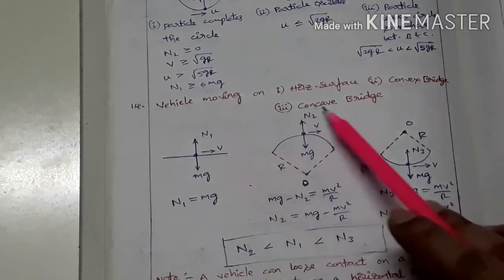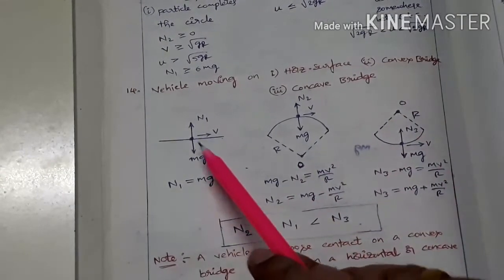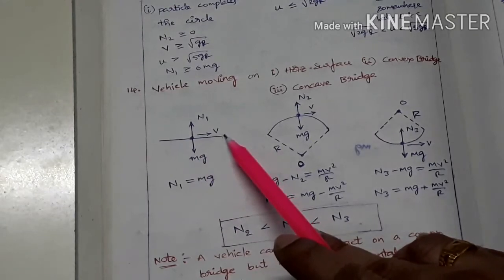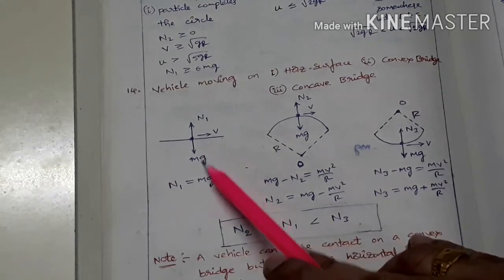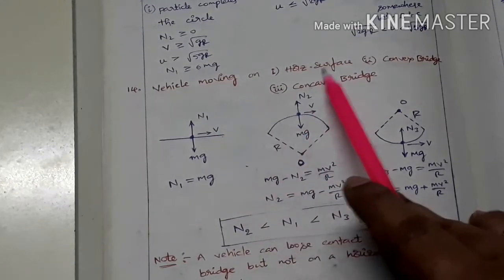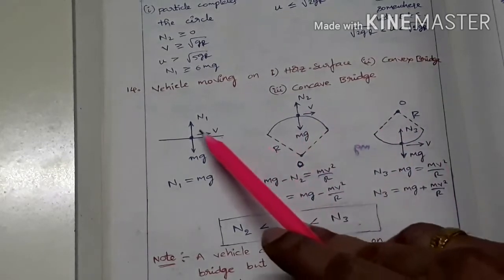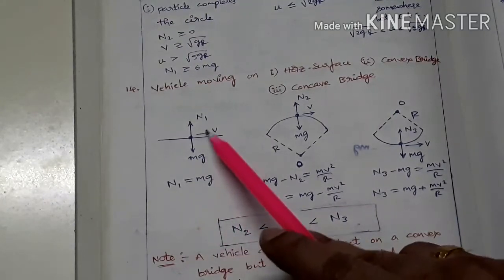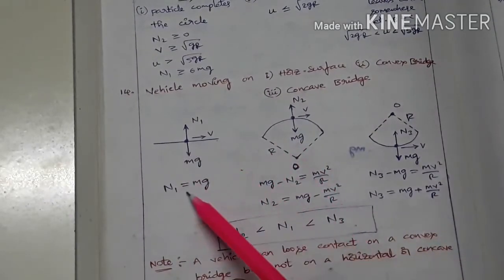A vehicle moving on a horizontal surface, convex bridge and concave bridge. So see here, this is a horizontal road. A vehicle of mass m is moving rightwards with a constant velocity v. So what are the forces acting? mg is acting downwards, and normal reaction N1 is acting upwards. For these three different cases, I have chosen N1, N2, N3. Here N1 is equal to mg, both are balanced, since this is a straight line.